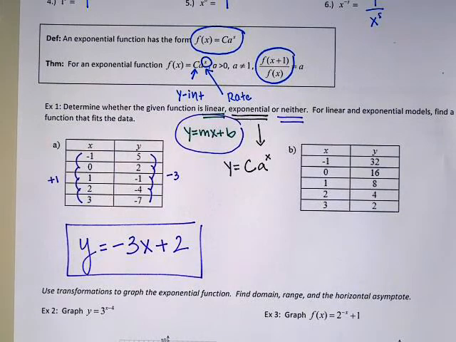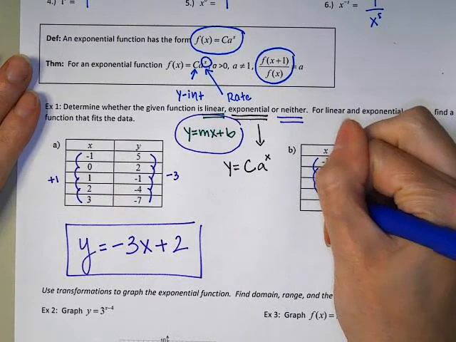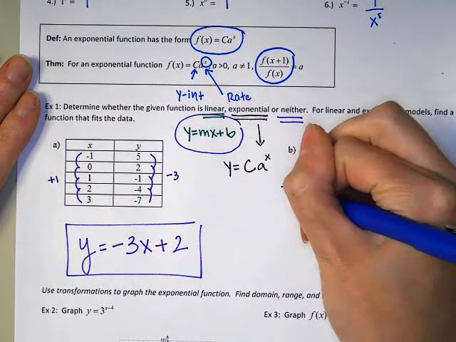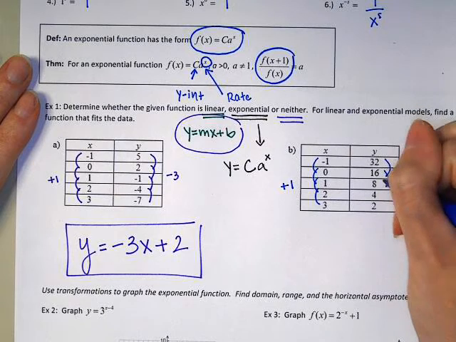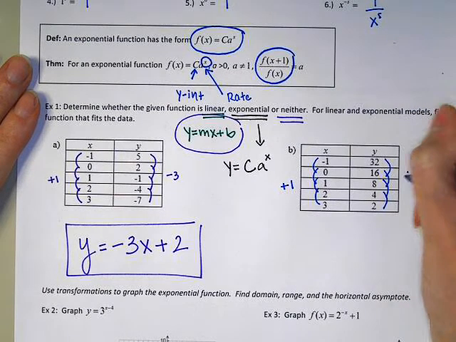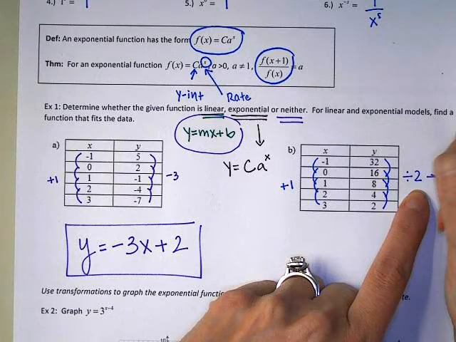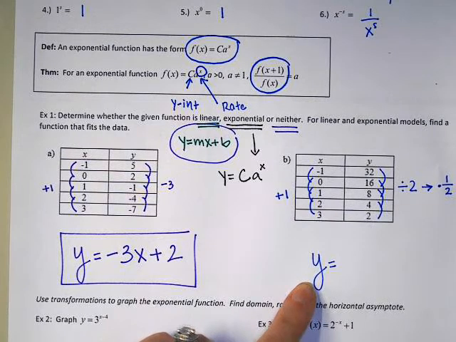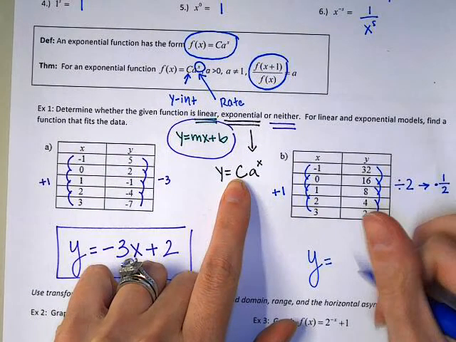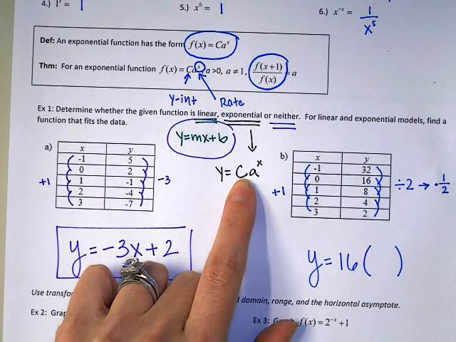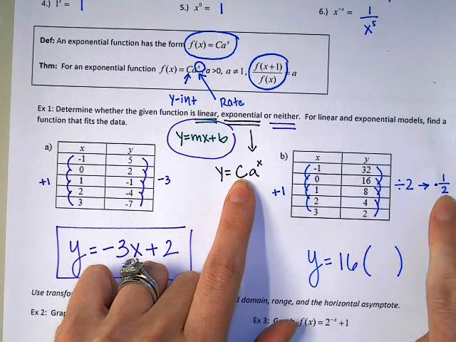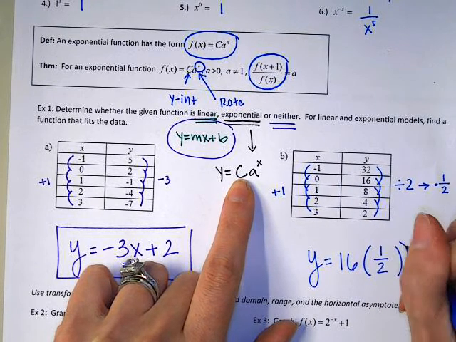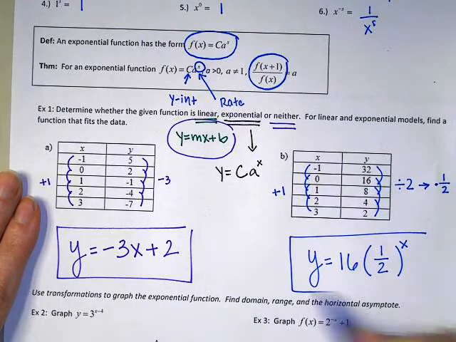All right, b. Again, pause at any time and try it yourself. This time, the x change is plus 1. And what's the change in each y? This time it looks like we're dividing by 2, which is also known as multiplying by 1/2. All right, so when you guys write the equation, y equals, the y-intercept is 16. The growth or decay rate is you're multiplying by 1/2 each time. So y equals 16 times 1/2 to the x power.